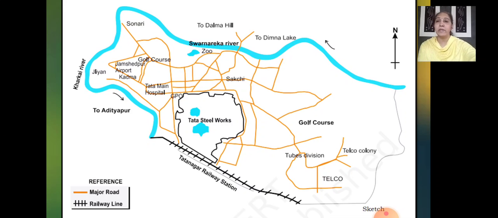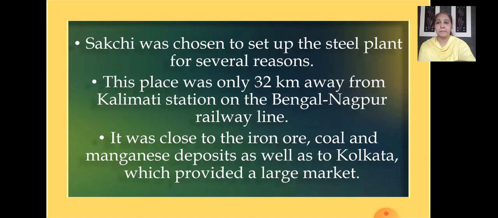Now here children, you can see the image that shows you the location of the iron and steel industry in Jamshedpur. Why was Sakchi chosen as the location for the iron and steel industry? Sakchi was chosen to set up the steel plant for several reasons. Now let's see what those reasons were.